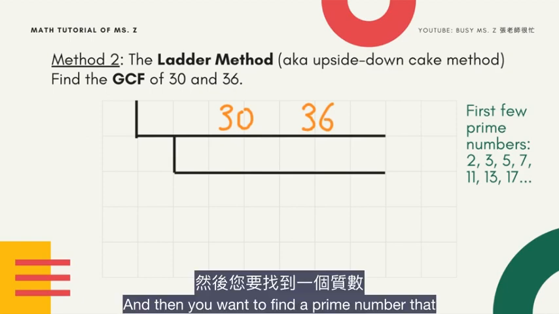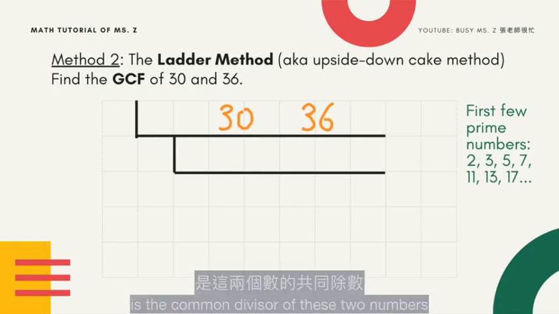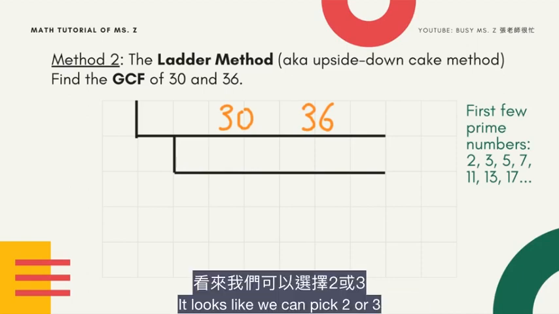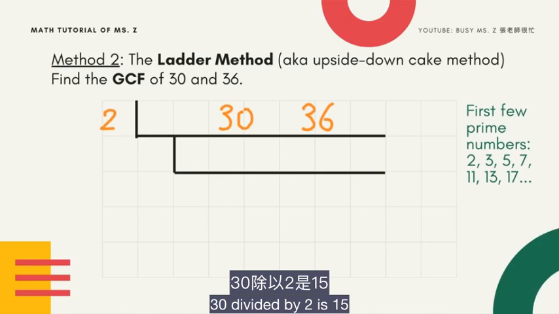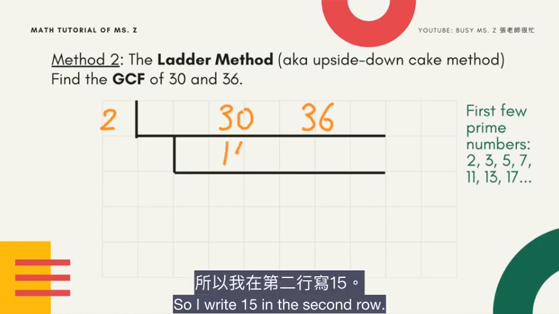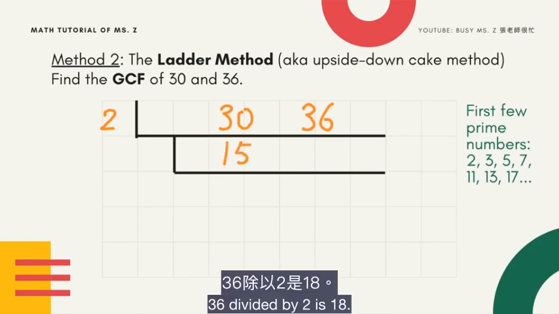And then you want to find a prime number that is the common divisor of these 2 numbers. So it looks like we can pick 2 or 3. I'm going to start with the smallest prime number, 2. 30 divided by 2 is 15, so I write 15 in the second row. 36 divided by 2 is 18.